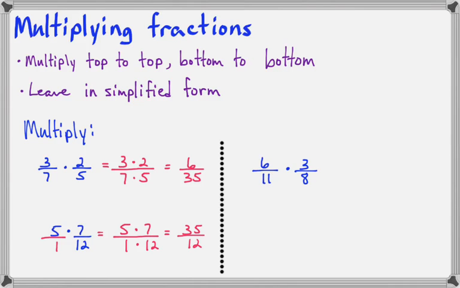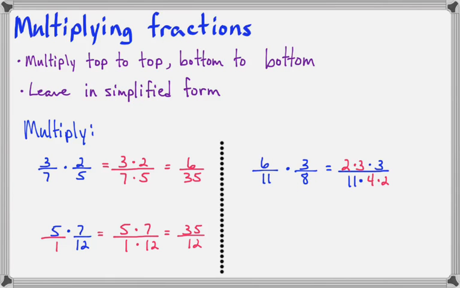Here's another example. 6/11 times 3/8. Now I know that 6 will break down into 2 times 3, and 8 will break down into 2 times 4. And if I do that, that will give me 2's in the top and in the bottom that can be canceled out. So let's do that. This 6 breaks down into 2 times 3. I've got a 3 here.